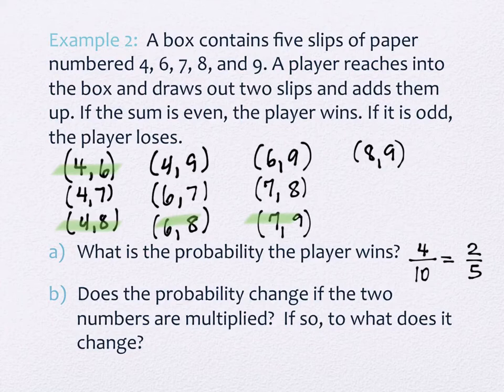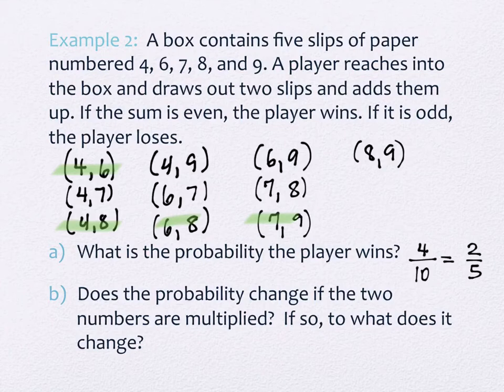I'm going to change colors on my highlighter to do the next part because I'm changing the rules just a little bit. Part B asks, what happens if the two numbers are multiplied instead of added? Will the probability change? So you can ignore all my green marks. I'm going to mark in red. We're wanting to mark the ones that are going to be even when they're multiplied.